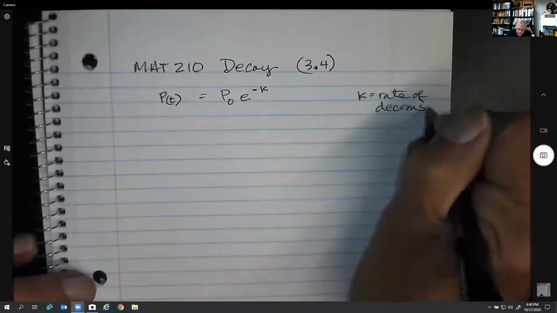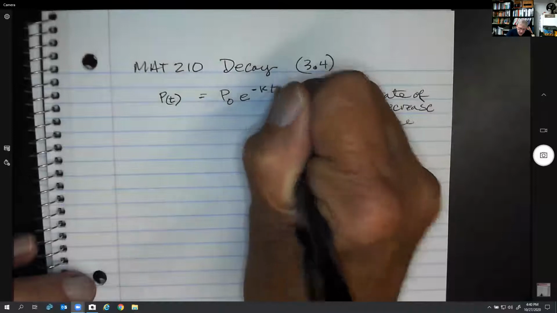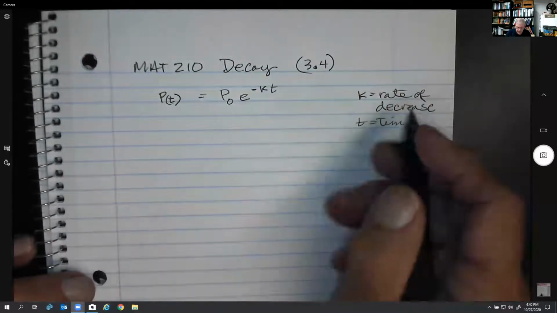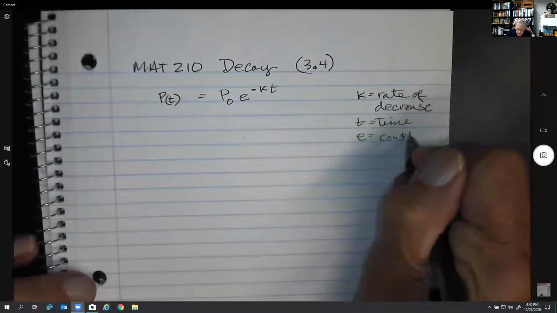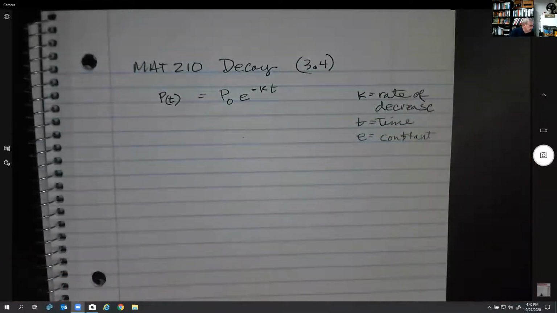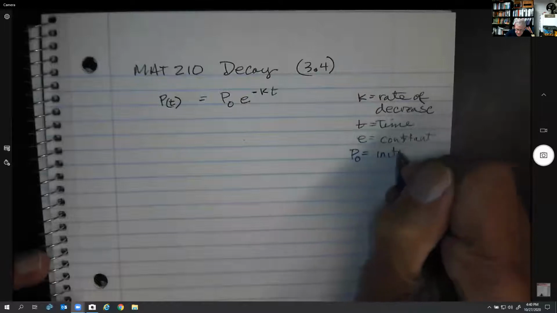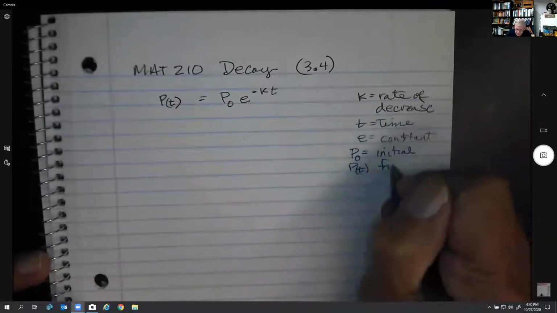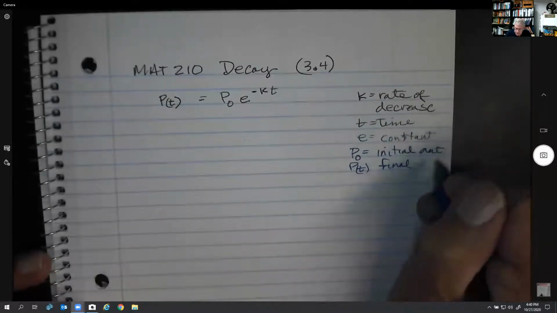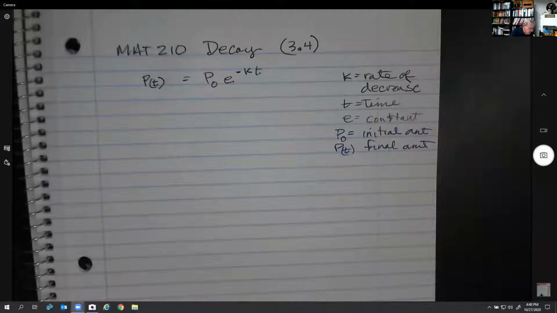And T is going to be the time that it takes. E is, of course, a constant. And P0 is the initial amount. And PT is kind of the final amount. So that's kind of what these stand for, okay? So we don't want to make it all complicated.